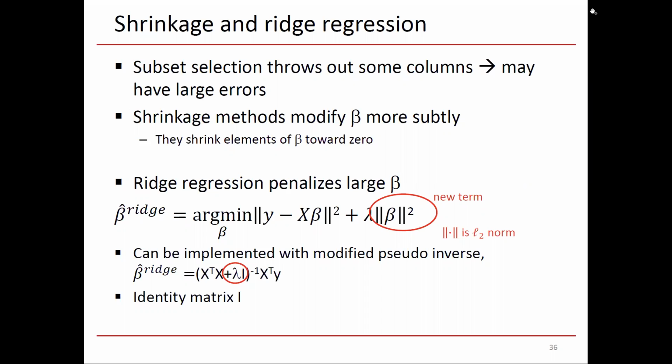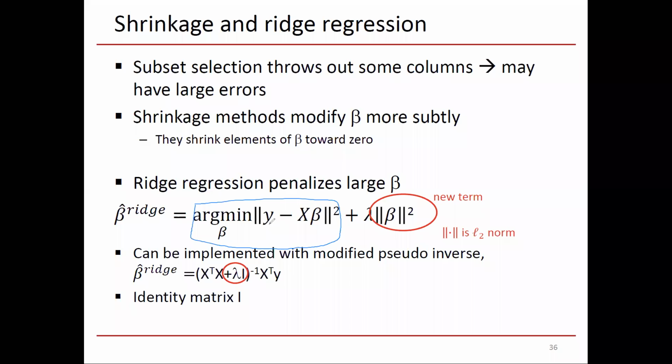So one way of doing that is ridge regression. It penalizes a large beta. Whereas regular least squares performs an argmin over the betas of the squared L2 norm of y minus x beta, where x is the matrix, y are the noisy measurements, and beta are the coefficients. Here we add a new term. We penalize by lambda times the squared L2 norm of the vector beta.